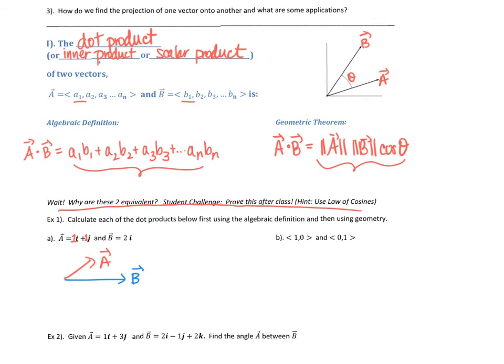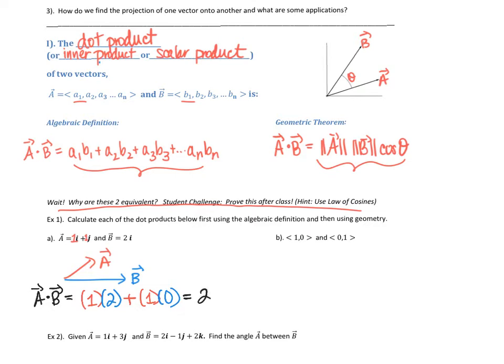One way I can start, let's do it algebraically first. So I'm just going to take each of the components, so let's look at their i components, multiply those, and then add the product of their j components, which the j component of B is just 0. And so we can see in this case that I just get 2.